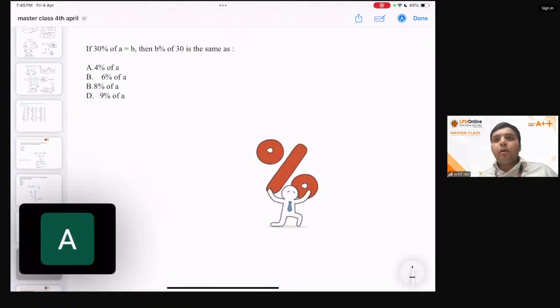Thirty percent of A is equal to B. You have to find the B percent of 30.